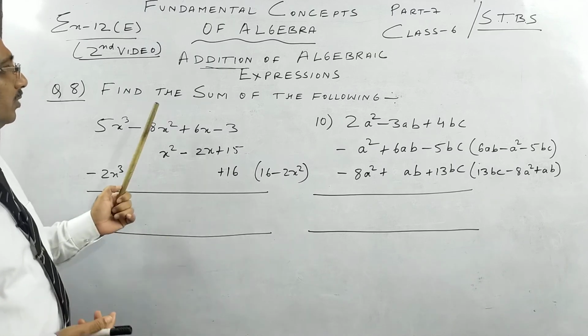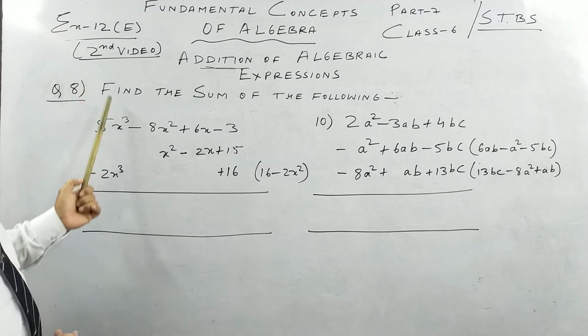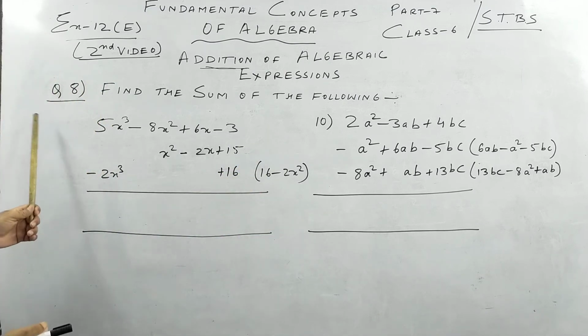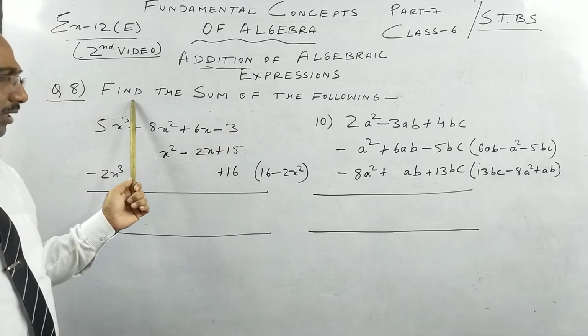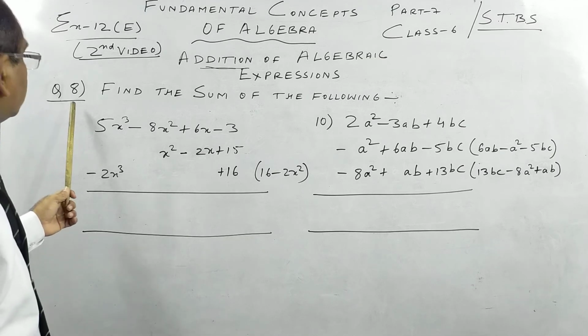So here we start addition of algebraic expression part 2, where we do more difficult questions. First thing, in question 8, find the sum of the following. This question goes up till 13. Then 14 is called simplify. So I'm going to start with question number 8.